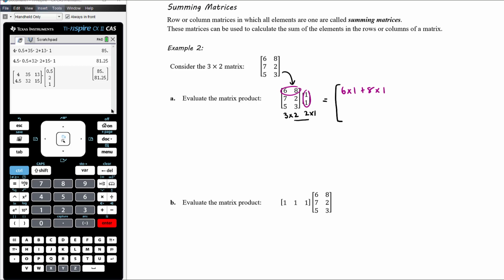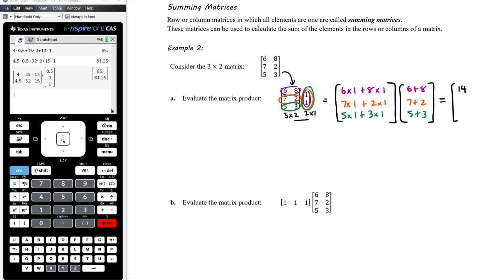Okay. The second row is going to be 7 times 1 plus 2 times 1. Again, that's just 7 plus 2. So we're adding up the row. And the bottom row is going to be 5 times 1 plus 3 times 1. So essentially, what we're actually calculating here is 6 plus 8, 7 plus 2, and 5 plus 3. So we are summing this matrix. Calculating this matrix product is actually summing the rows of the original matrix.